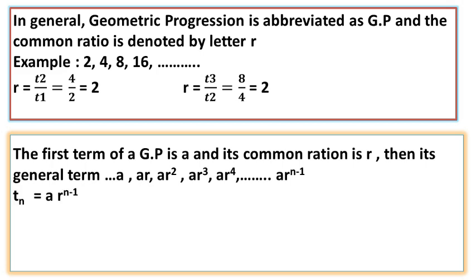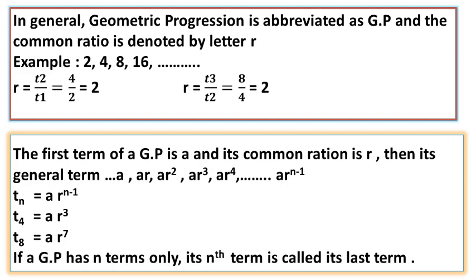As Tn is equal to AR to the power n minus 1, T4 is equal to AR to the power of 3. Similarly, T8 is equal to A into R to the power of 7. Hence, if a GP has n terms only, its nth term is called its last term.